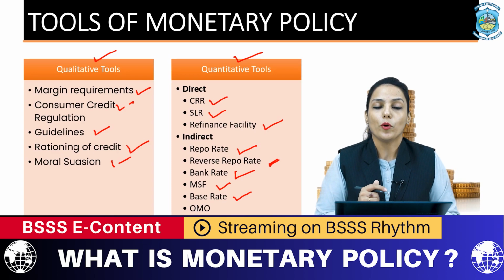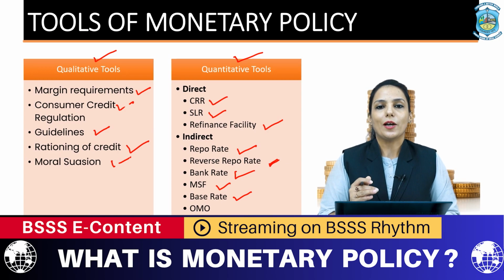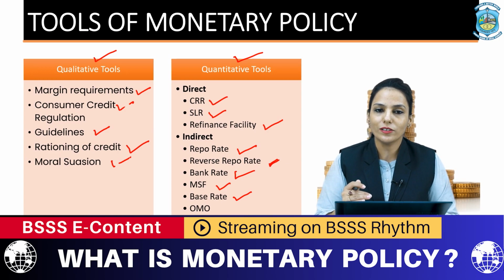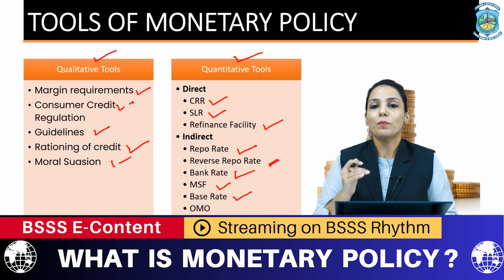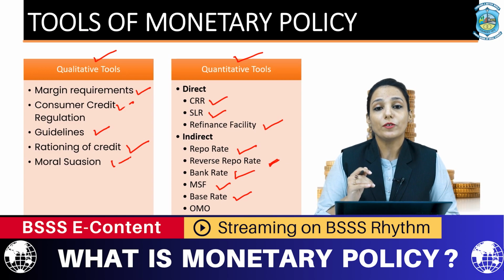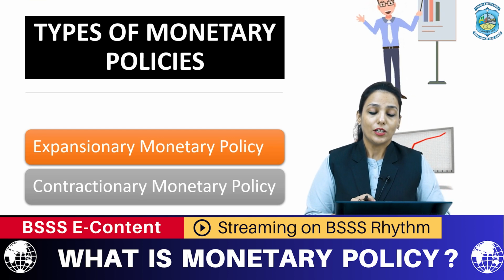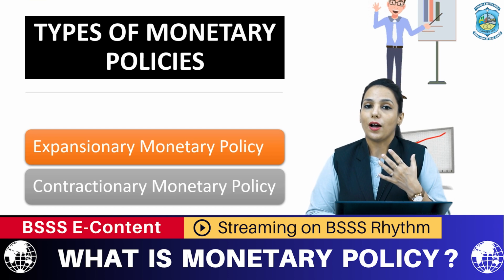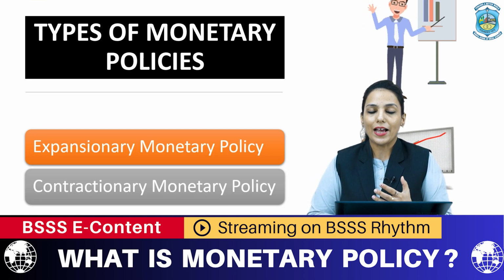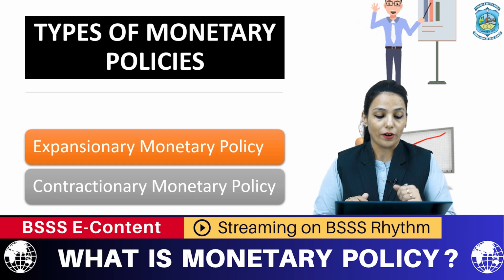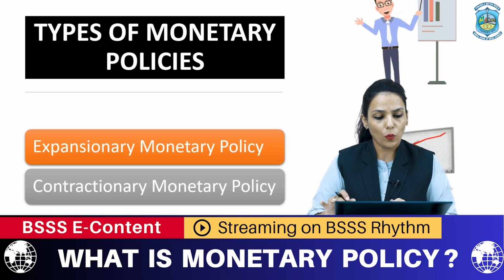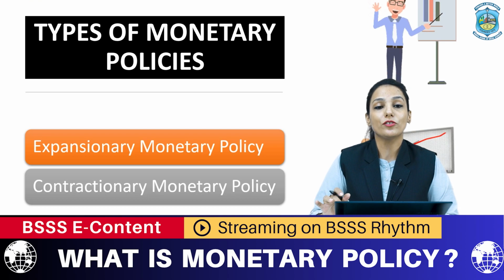Last is OMO. OMO stands for Open Market Operations, which includes the RBI's purchase and sale of government securities in the open market. If the RBI needs to expand the money supply, it buys government assets and securities. If the RBI has to reduce the money supply, it sells these securities in the market. Now, using these tools, the RBI or the central bank can adopt an expansionary monetary policy or a contractionary monetary policy. Now, what is an expansionary monetary policy?